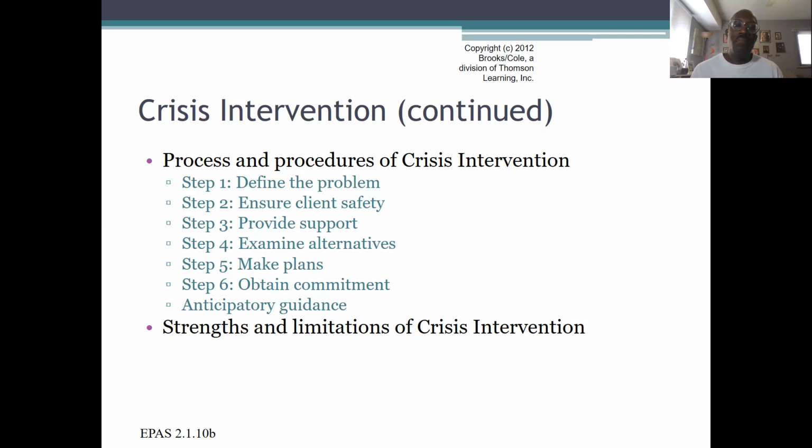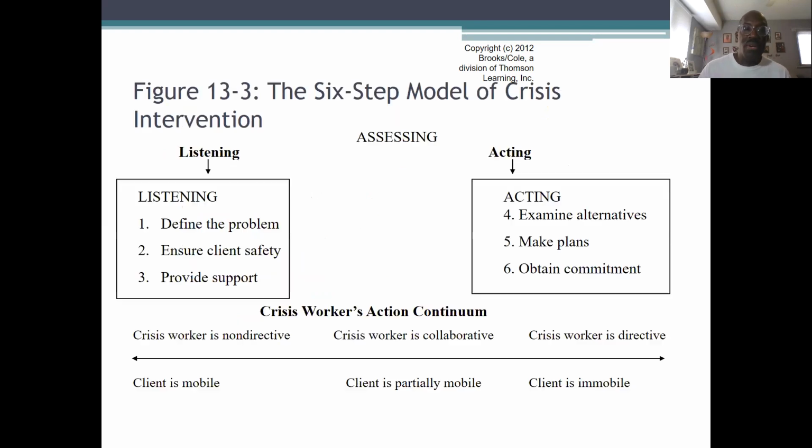So making the plan, making sure that we try to get as much of a commitment as we actually can. And people are in different states of readiness. So sometimes we can walk through and come up with a great plan and people will not follow through on it. And oftentimes, just because of the nature of crisis work, we may never actually know whether that came to fruition or not. So we're going to also talk a little bit about the strengths and limitations of crisis intervention.